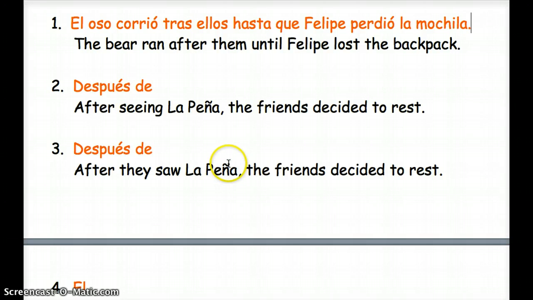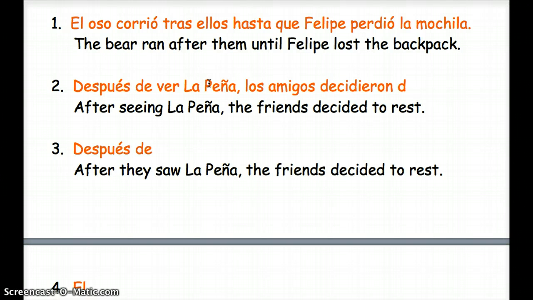The second example, after seeing La Peña, the friends decided to rest. So here, the friends are doing the seeing, the friends are doing the resting. There's no change in subject. So after this después de, I can just write ver. Después de ver La Peña, los amigos decidieron descansar.